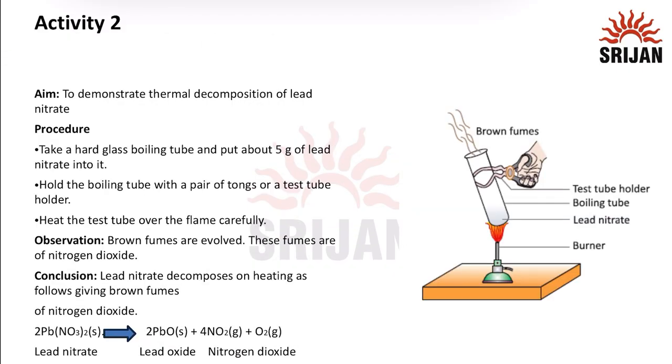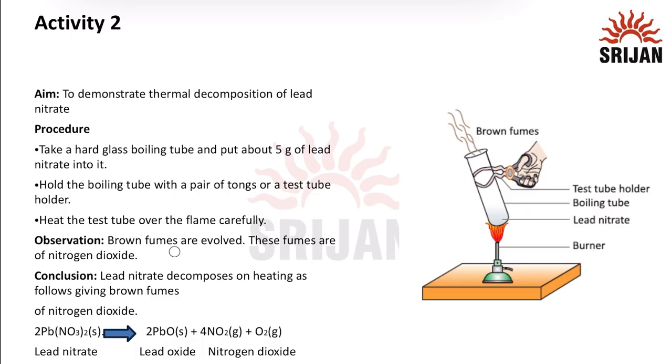Now, coming to another activity which will also help us understand decomposition by heating. Now we will take thermal decomposition of lead nitrate. Similarly, we will take lead nitrate in a test tube and heat it. Procedure: take a hard glass boiling tube and put 5 gram of lead nitrate. Hold the boiling tube with the tongs, so that we don't burn ourselves. Heat the test tube over the flame carefully.